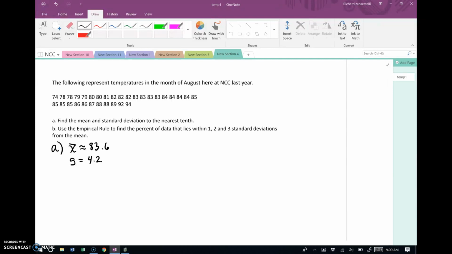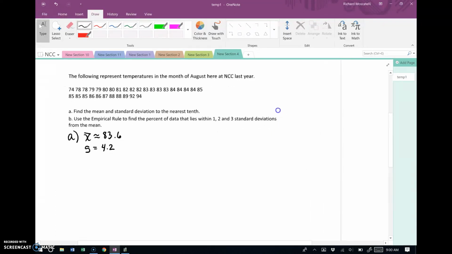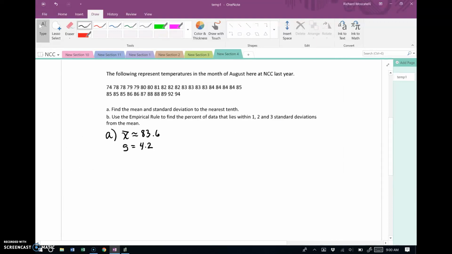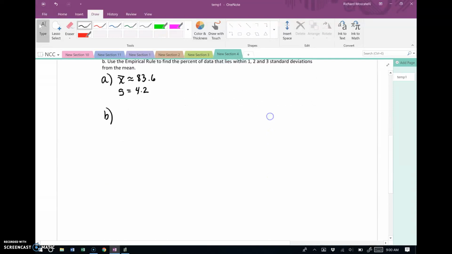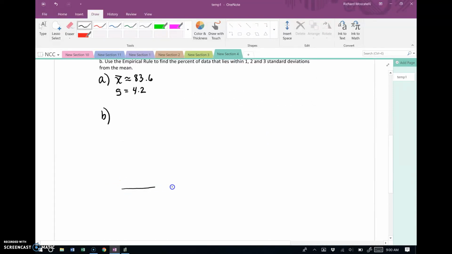Okay, so now what? Letter B is the thing we're really interested in: using the empirical rule to find the percent of data that lies within 1, 2, and 3 standard deviations from the mean. The empirical rule, if you remember, tells us what percentage of the data in a population lies within a certain distance from center. To set it up, let's draw a bell curve. I'll try to keep this fairly large, because there's a bunch of info we have to write on it.